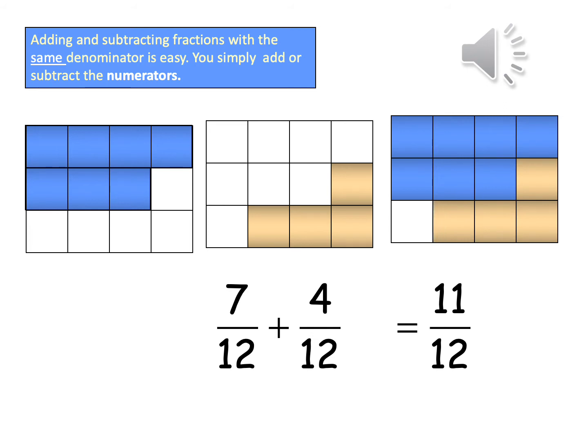Have a look at the next sum. 7/12 add 4/12. So I'm looking at the sum. I can see that both denominators are 12. So all I need to do is add my two numerators. 7 add 4 is 11. So 7/12 plus 4/12 equals 11/12.